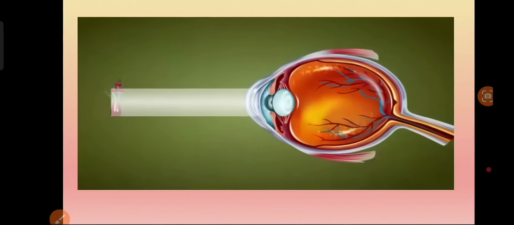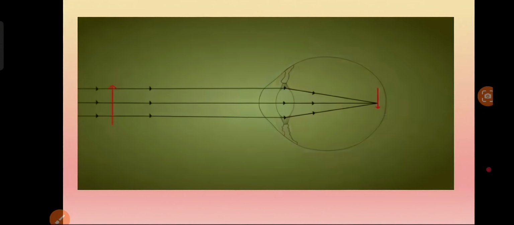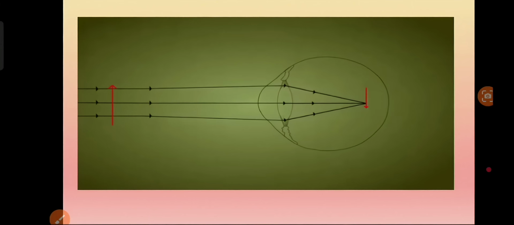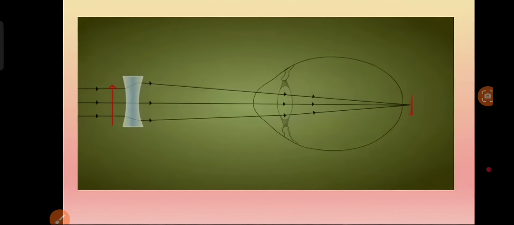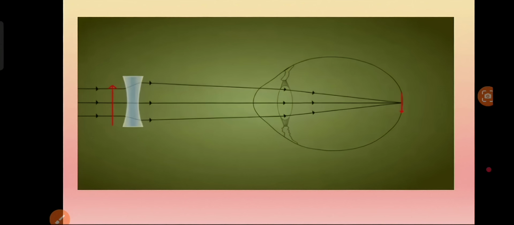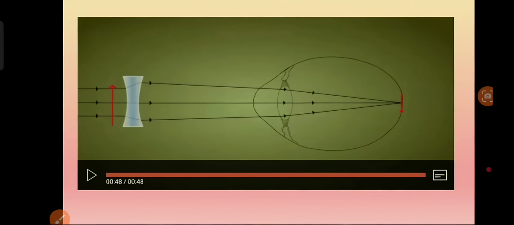And also, we already discussed myopia. For myopia, the image is formed before the retina. For hypermetropia, the image is formed beyond the retina. So for myopia, we use the concave lens, and for hypermetropia, we use the convex lens. This is myopia and hypermetropia and the correction of myopia and hypermetropia.